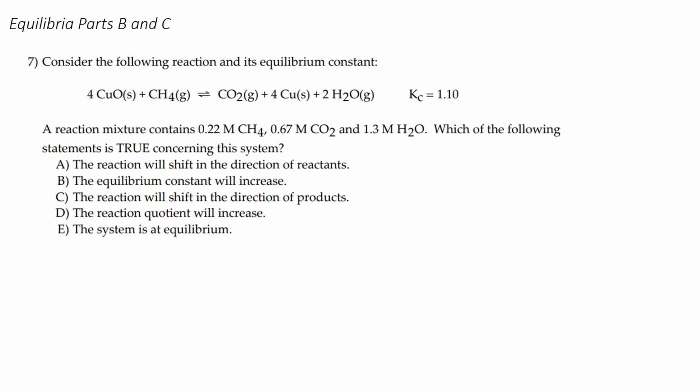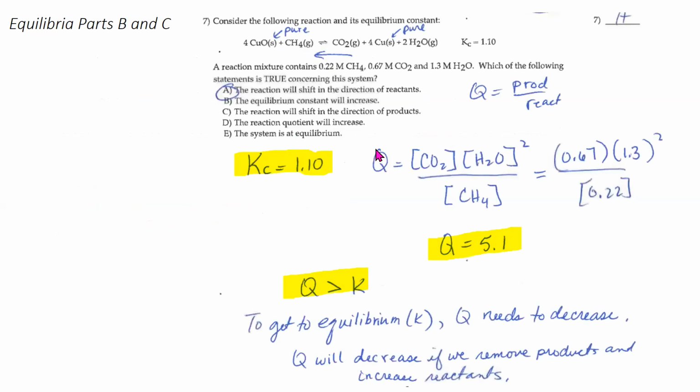So here they're asking us to consider this reaction and they give us a K value. They're also giving us the concentrations of the mixture, and it doesn't say that it's at equilibrium. So we need to test it out to see where it is. So we're going to set up and calculate the Q. And remember, the Q looks just like the K, but the K means that it's at equilibrium, whereas the Q is still products over reactants.